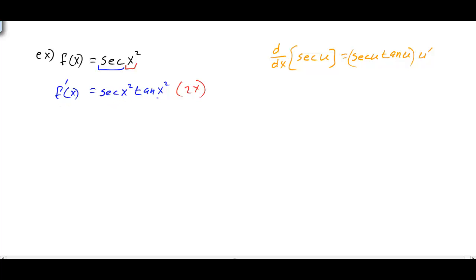So secant x tangent x, or secant x squared tangent x squared, then the derivative of the inside would be 2x. So we could rewrite this, and again, you're normally going to put that 2x in front, so we'd have 2x times secant x squared tangent x squared.